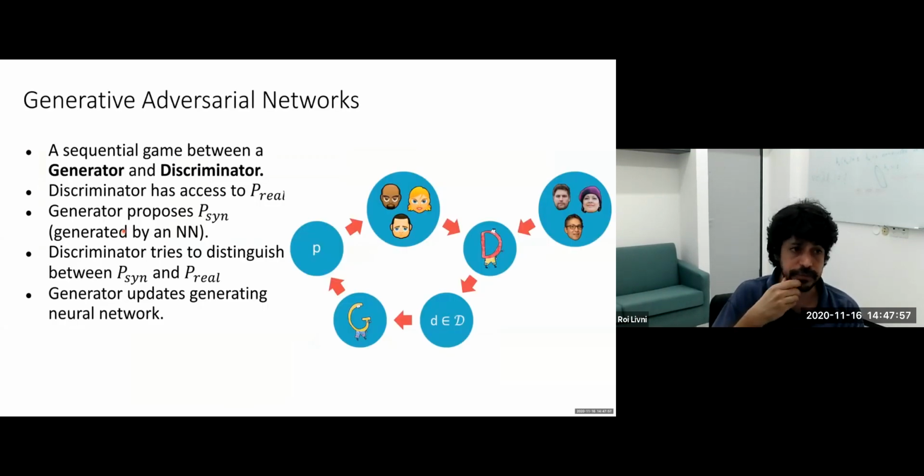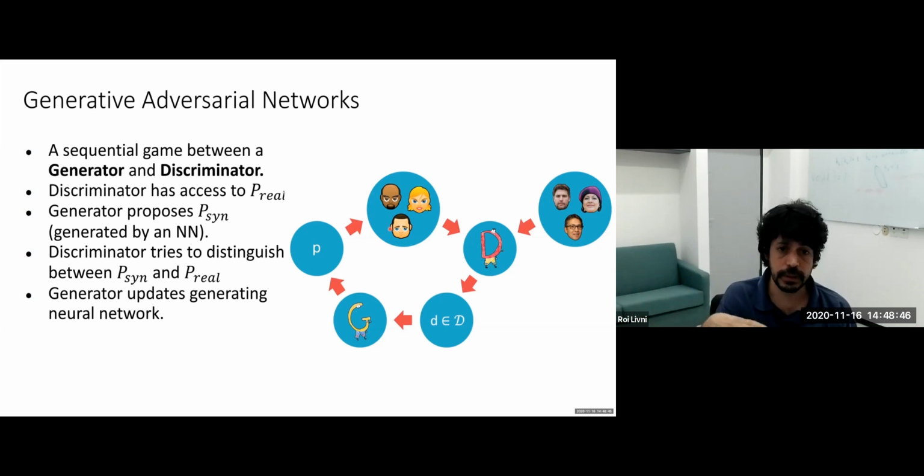And you're probably familiar with generative adversarial networks, which you can think of as a framework to generate these types of synthetic data, where you have a sequential game between what is called a generator and a discriminator. The generator proposes some synthetic distribution. The discriminator tries to distinguish between real and fake. If it cannot, then the generator succeeds. And if it can, it outputs some feedback to the generator that keeps on improving the synthetic data until the two become indistinguishable.